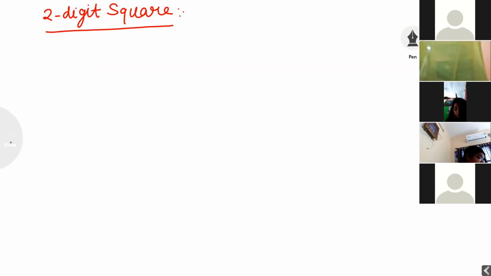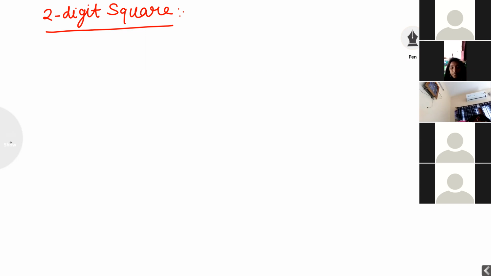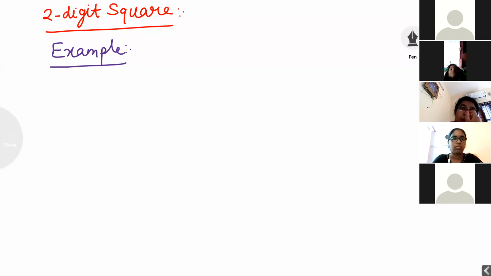Now all students stop writing. Concentrate here. First question. Each and every student stop writing. Akshara, you can move to this side. Yes. 2-digit square. Don't write anything, students. First, listen carefully to the concept I am going to explain: if they have given any 2-digit number, how to find its square within 3, 4, or 5 seconds.